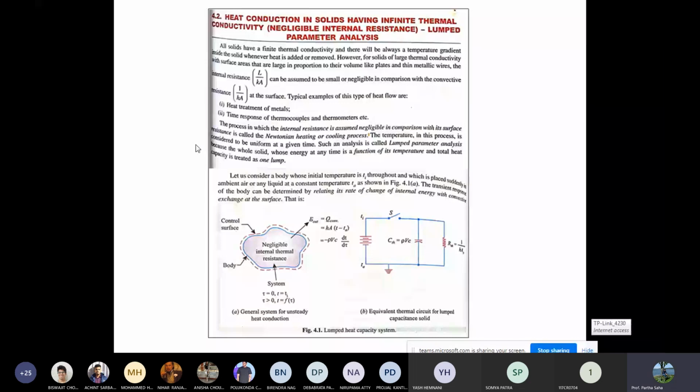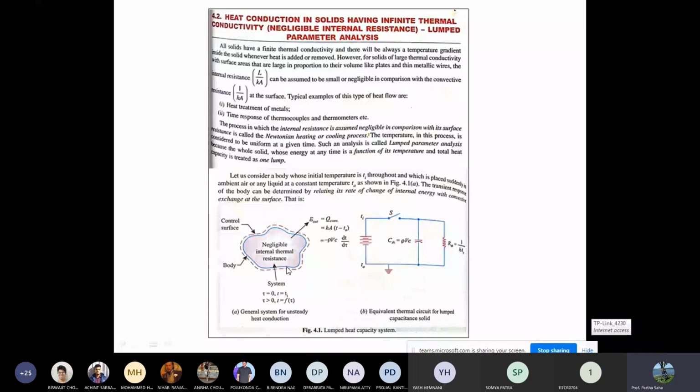So let us consider this. Let us consider a body which has a negligible internal thermal resistance, whose initial temperature is Ti throughout, and which is placed suddenly in ambient air or any liquid which has a constant temperature of Ta. So the body has an initial temperature Ti, then it is placed in a liquid or in air whose constant temperature is Ta, as shown in figure 4.1a.